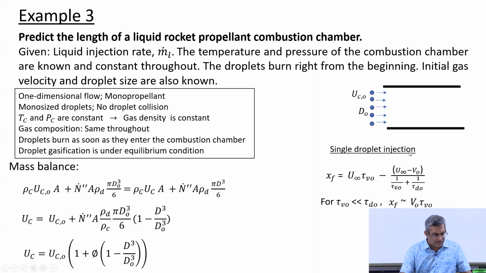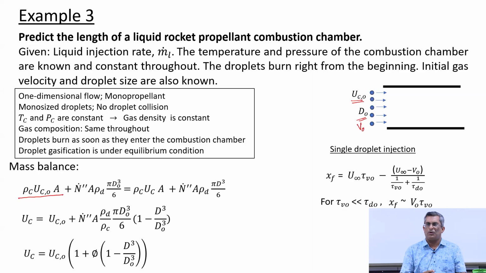So for this purpose, we can do a mass balance. This is only a simple mass balance that we are doing. So this is the velocity of the gas entering the system, and this is the initial droplet size. We have initial droplet velocity also.